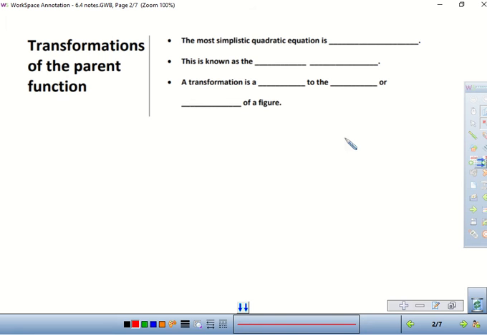The most simplistic quadratic equation is known as y equals x squared, okay? And this is known as the parent function. This is known as the parent function.